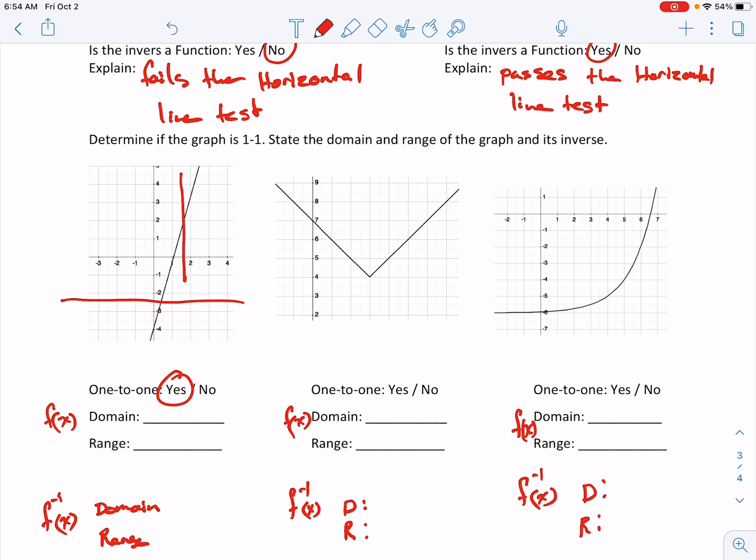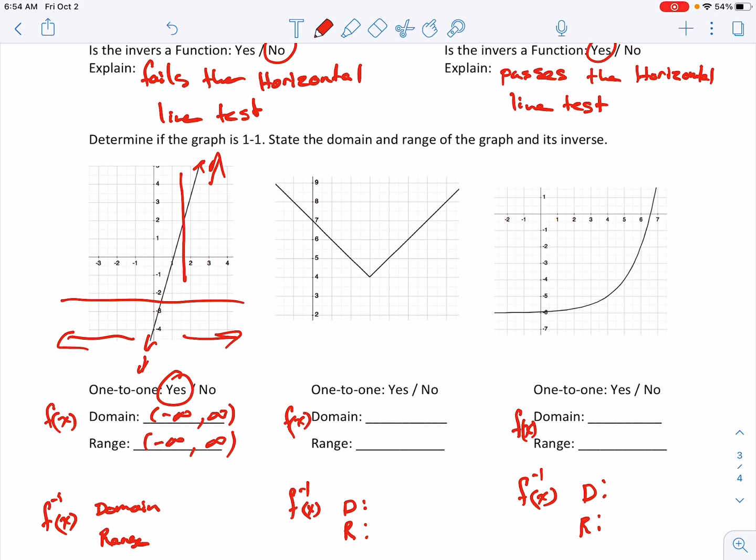Okay, domain is how far left and how far to the right our graph will go. Well, we assume on the end that it will just keep on going. So the domain would be from negative infinity to positive infinity. It goes forever left and forever right. The range is how far down and how far up the graph is going to go. Again, that is from negative infinity to infinity. For a line, it just keeps going forever, both left, right, up, and down.